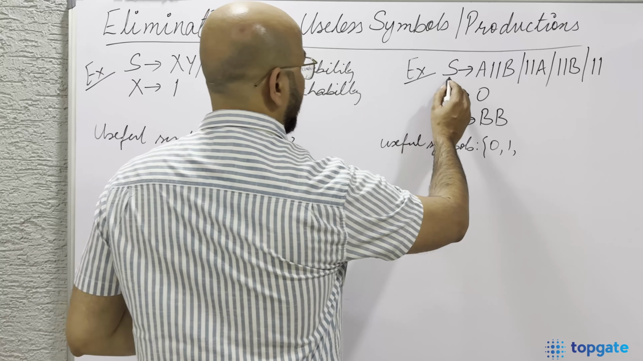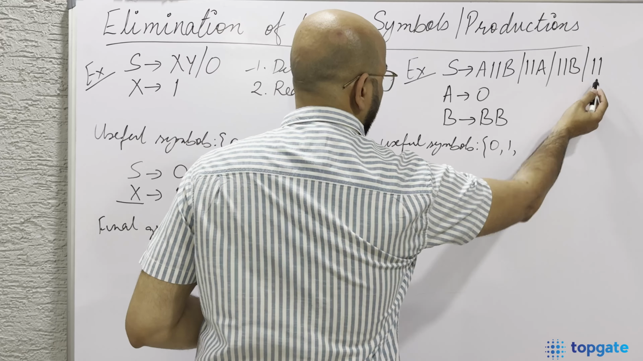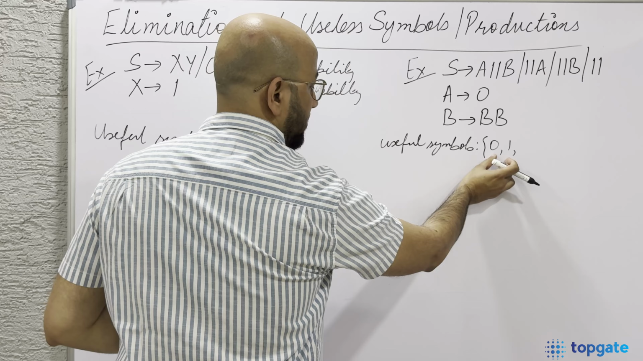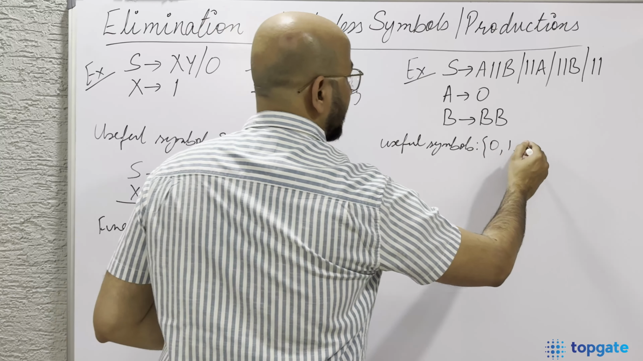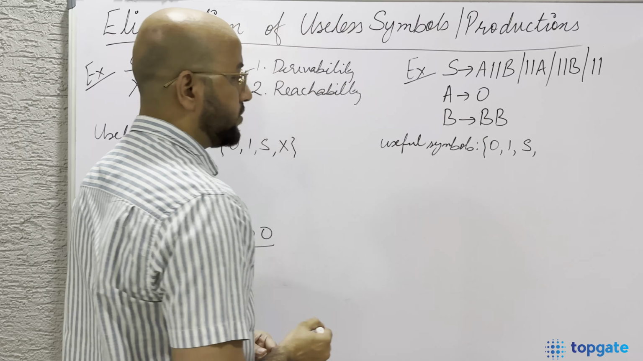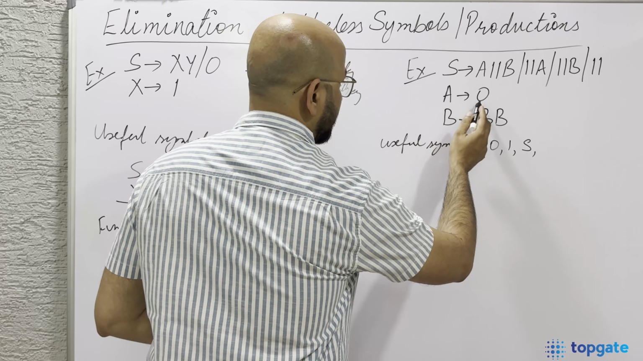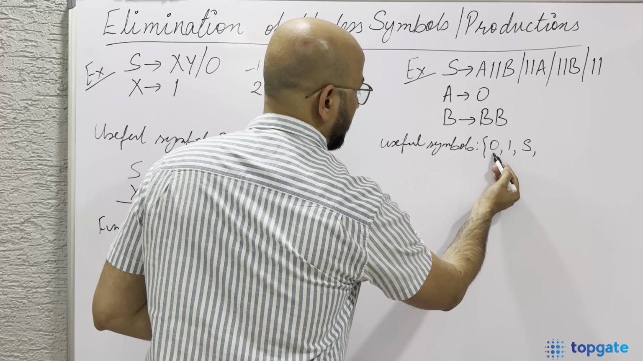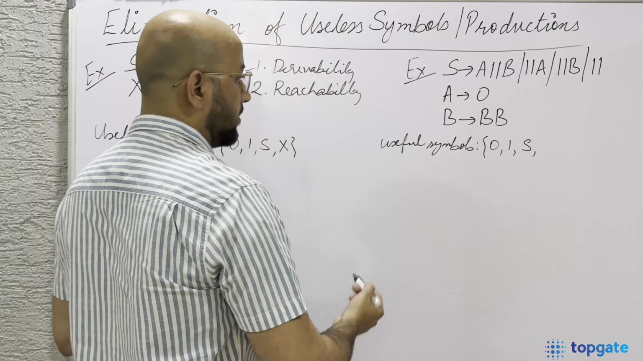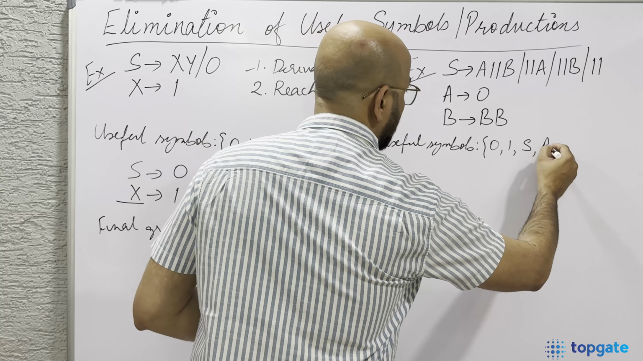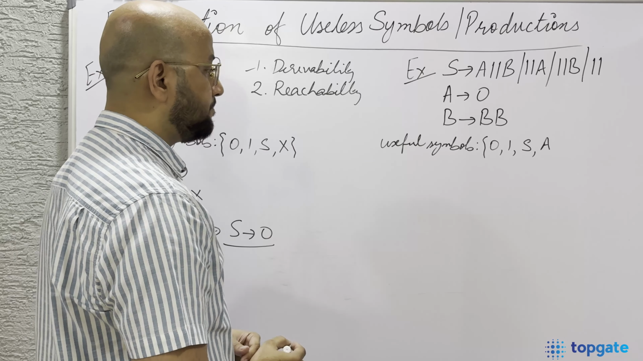So if you can see here that S derives 1 1. So 1 is in the useful symbols category. Therefore, S also becomes my useful symbol. Clear? Similarly, if you can see A, A is again deriving 0, that is 0 is falling in the category of useful symbols. Therefore, A is also my useful symbol.